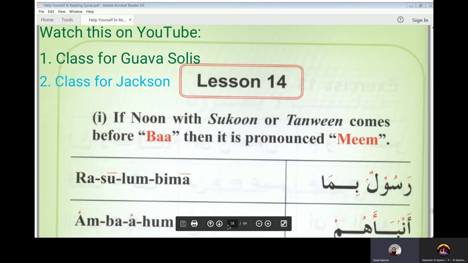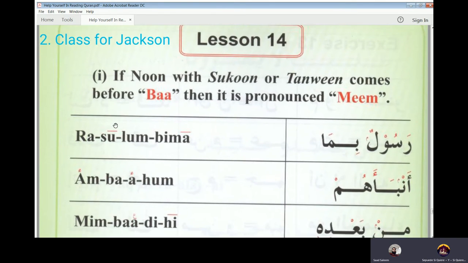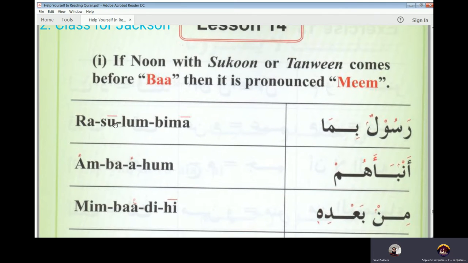Today we'll start from page number 58, lesson number 14. Page number 58. Start reading it. If noon with sukoon or tanween comes before ba, then it is pronounced meem.